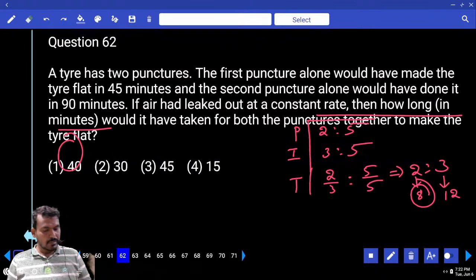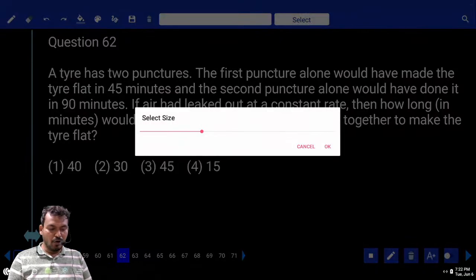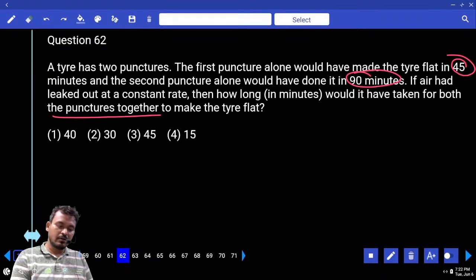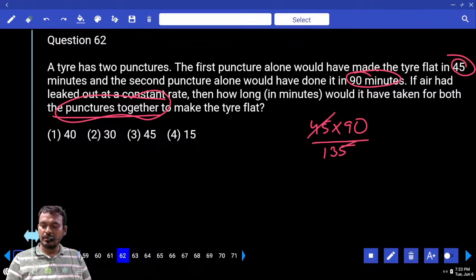Next 62. A tire has 2 punctures. The first puncture alone would have made the tire flat in how many minutes? 45 minutes. And the second puncture alone would have done it in 90 minutes. If air leaked out at a constant rate, how long would it take for both punctures together? First one alone, 45. Second one alone, 90. But we require together. Together means product by sum. What is the product value? 45 into 90. Sum value 135. 45 is 3 times. 3 how many times? 30 times. What is the answer?